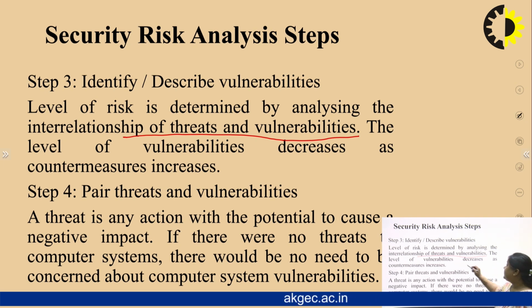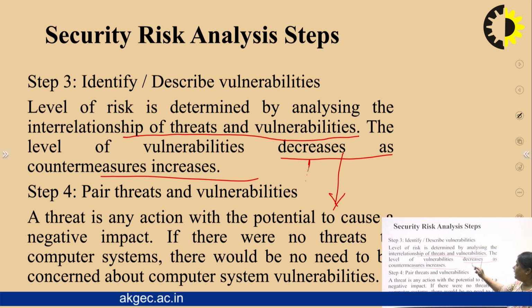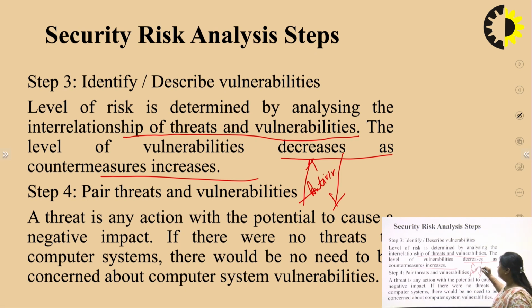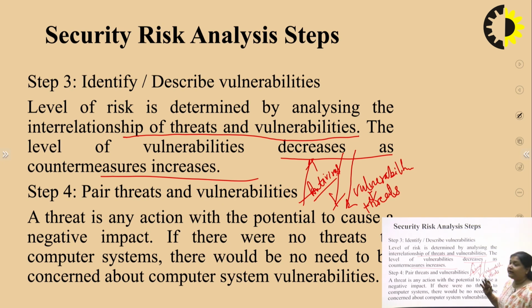The level of vulnerabilities decreases as the countermeasures increase. So as vulnerability decreases when we increase our countermeasures, suppose we install some antivirus in our system, then definitely the likelihood of vulnerabilities decreases, and when vulnerabilities decrease, by default the likelihood of threats also decreases.